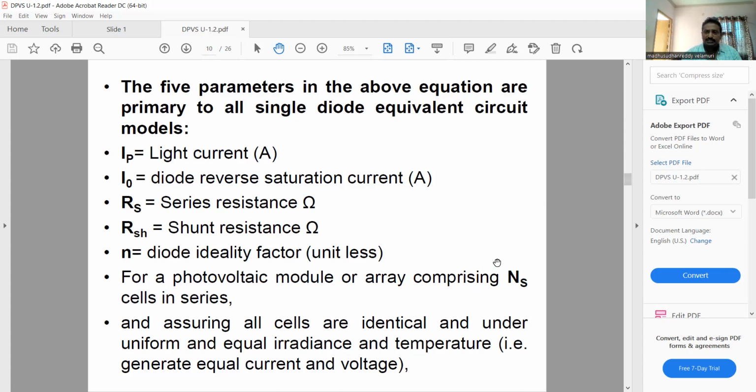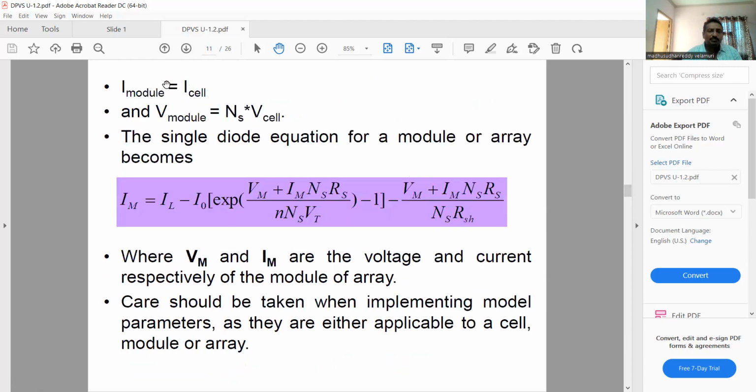You identified 12 rows and 6 columns. How many cells? 12 times 6 is 72. So you pick 72 cells. So how do we modify this equation? The I module is equal to I cell, and the V module is equal to NS into V cell.